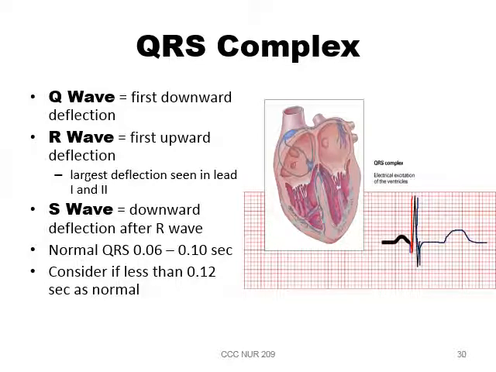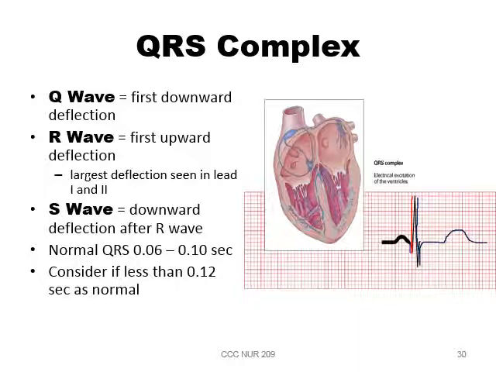The R wave is the first upward deflection. It's usually the largest deflection seen in lead 1, 2. The S wave is the downward deflection after the R wave. Normally, a QRS complex is somewhere between 0.06 seconds and 0.10 seconds. Pretty much most books say that if the QRS complex is less than 0.1 seconds, 3 small blocks, then you can consider it as normal.